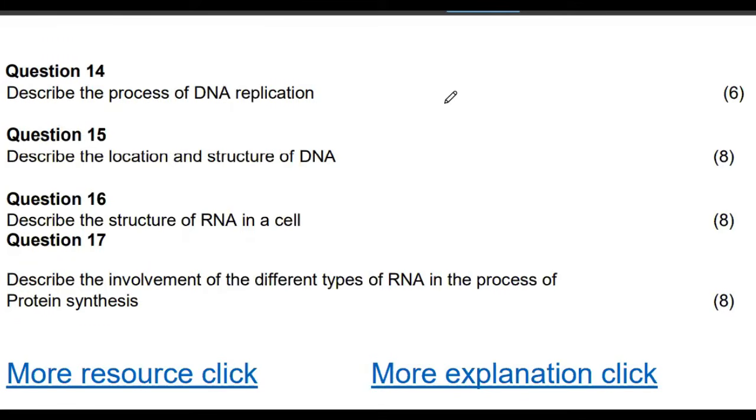Number 1, DNA replication. You have to know DNA replication, the process by which DNA makes an exact copy of itself. Where does it occur? We have seen it in the nucleus. When does it occur? We said that it occurs during interphase. Why does it occur? To double the chromosome number. And then how does it occur? That's the process of DNA replication.